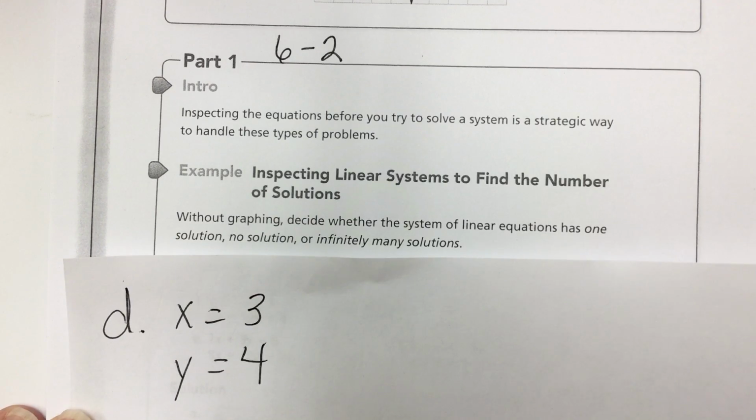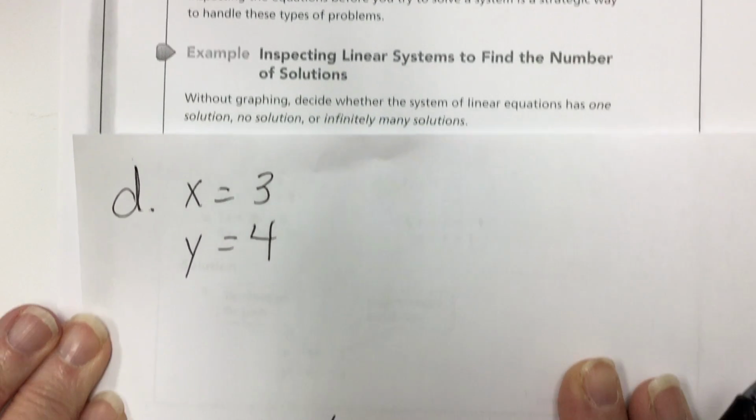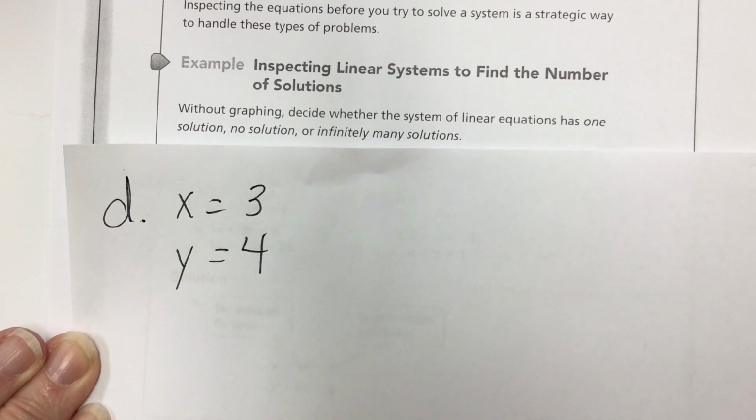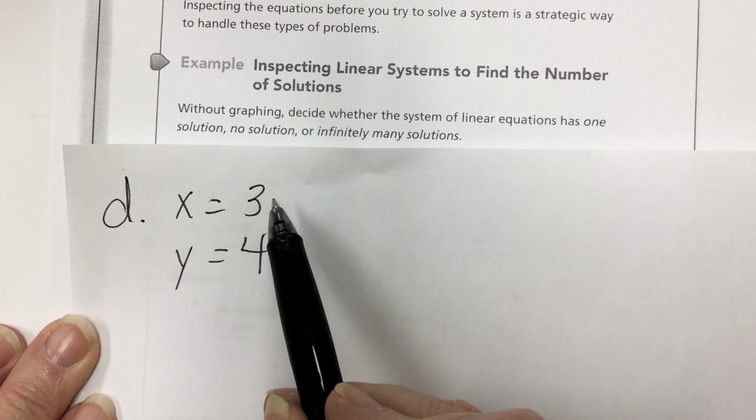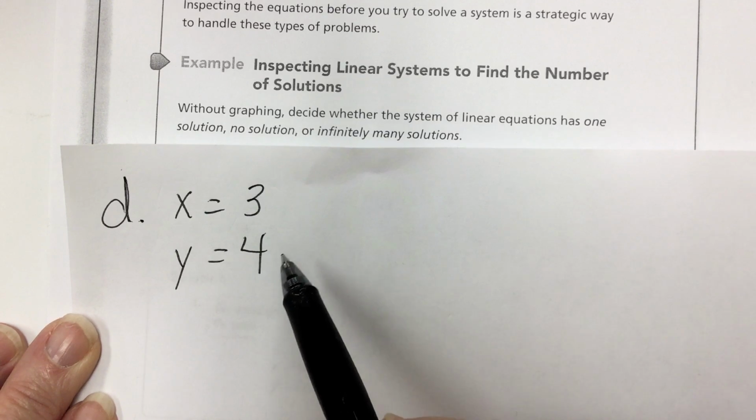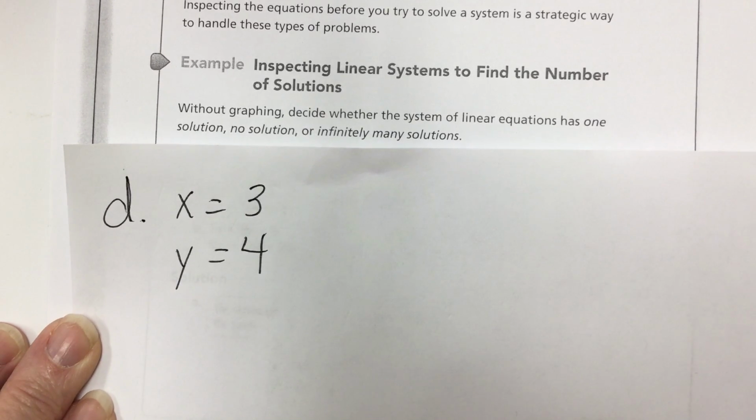So we're going to be, without graphing, determining whether the system of linear equations has one solution, no solutions, or infinitely many solutions. Looking at part D, I have the equation x equals 3, and the equation y equals 4. These are our special lines.